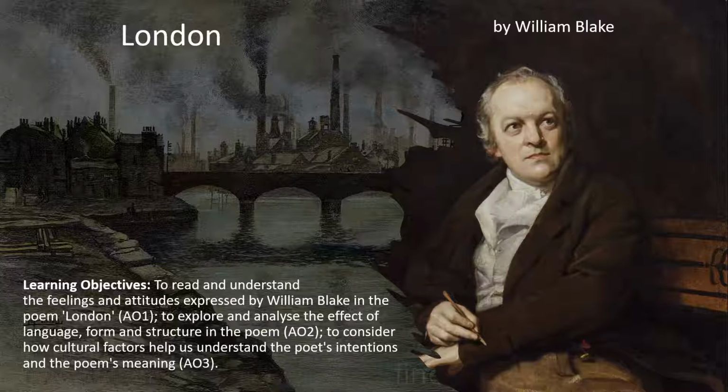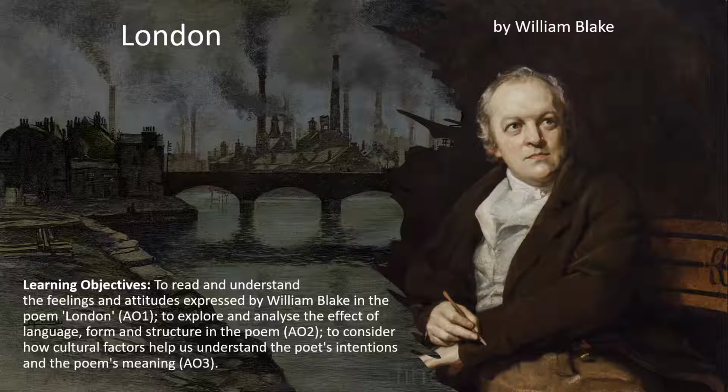The learning objectives, the aims of this video, are to help you, first of all, to read and understand the feelings, the attitudes that are expressed by William Blake in this poem London, and that ticks the assessment objective 1 box when we're thinking in terms of an exam. We're also going to look at how you can explore and analyse the effect of language, form and structure in the poem, AO2. And then finally, but really importantly in this poem, we're going to spend some time considering how cultural factors help us understand the poet's intentions and the poem's meaning.